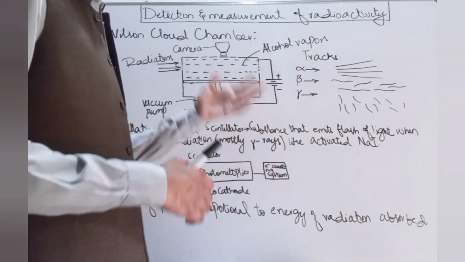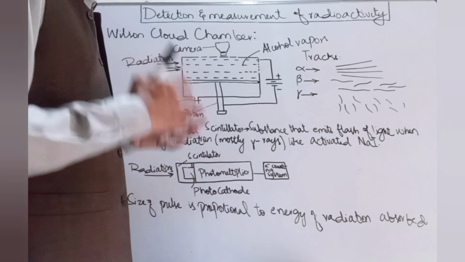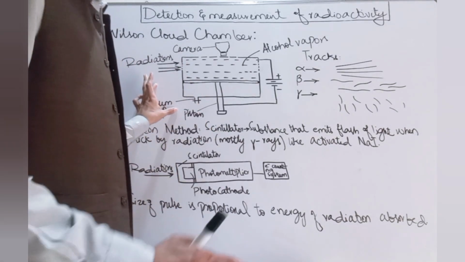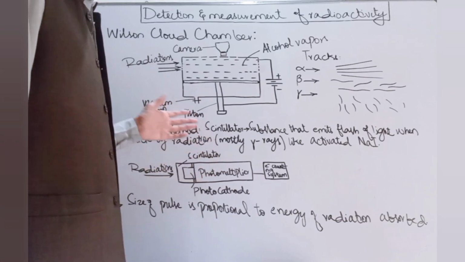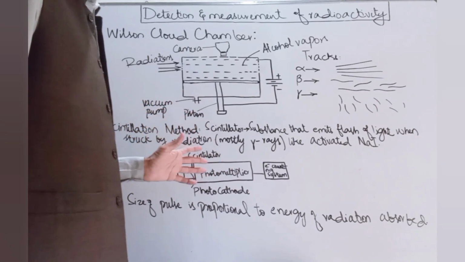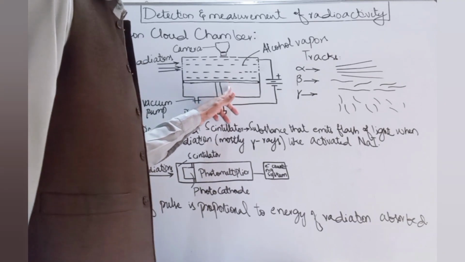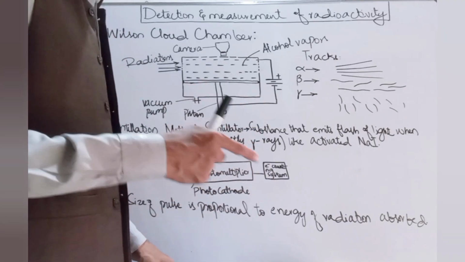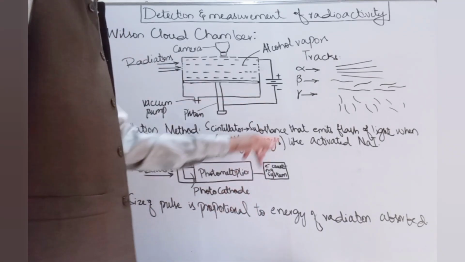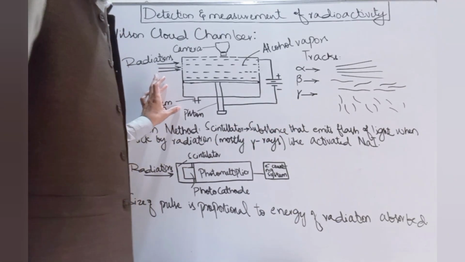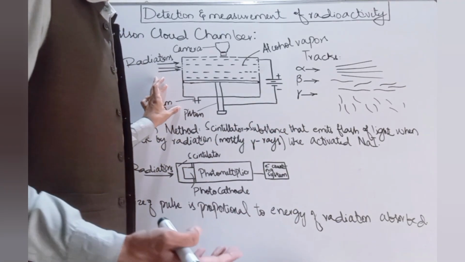And these tracks show that we can differentiate between various types of radiation by using the Wilson cloud chamber. This was the disadvantage of the GM counter, that it cannot differentiate between various types of radiations. But the Wilson cloud chamber can differentiate between various types of radiations based upon the shape of their tracks. So this can be written as an advantage of the Wilson cloud chamber.